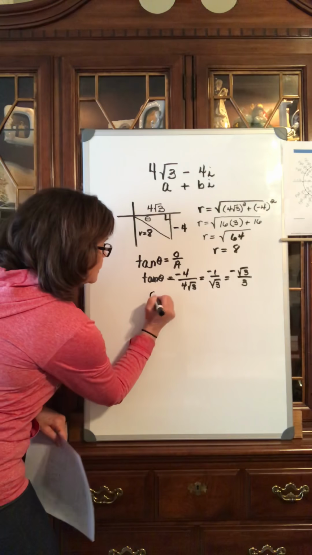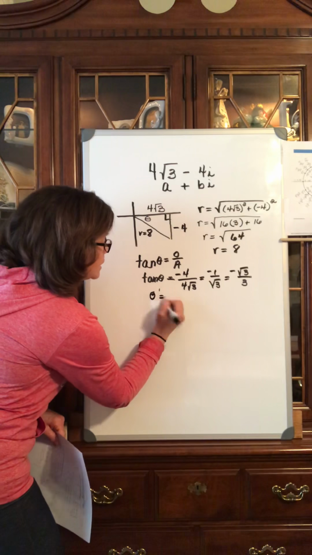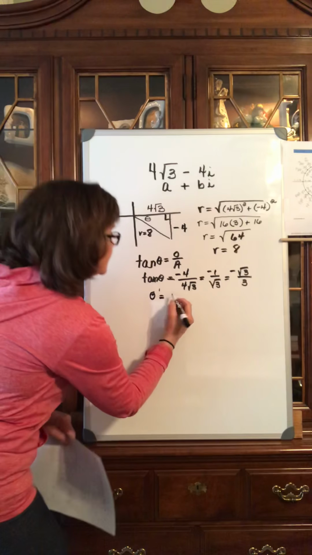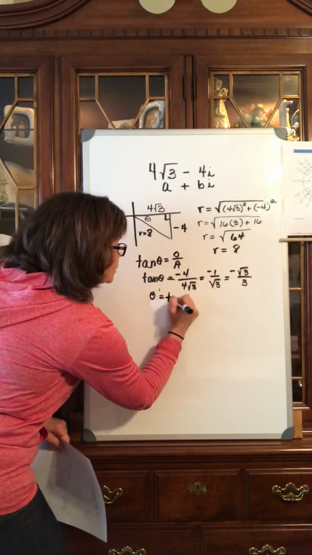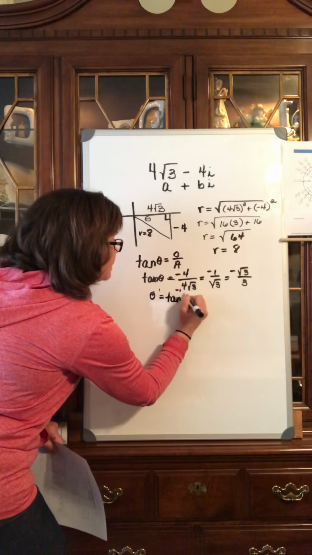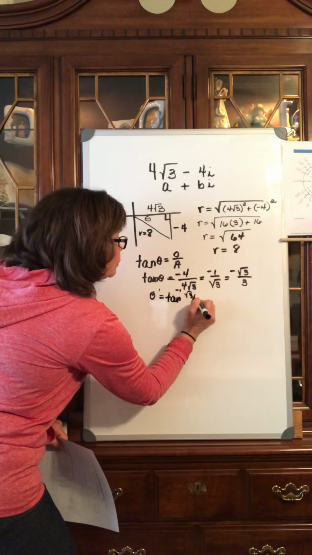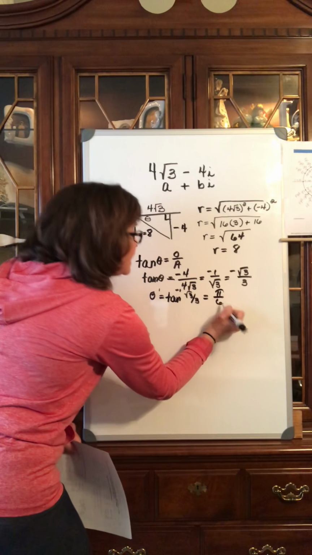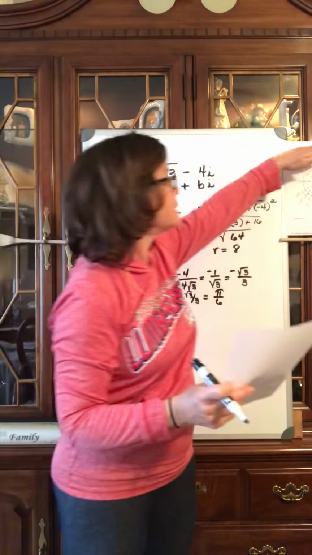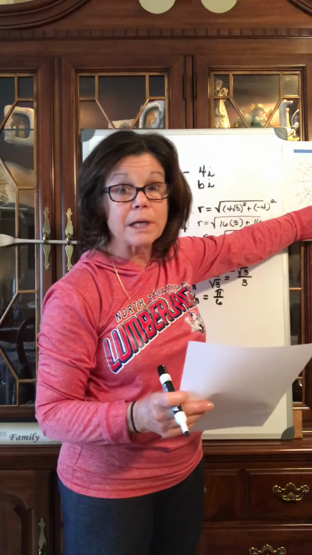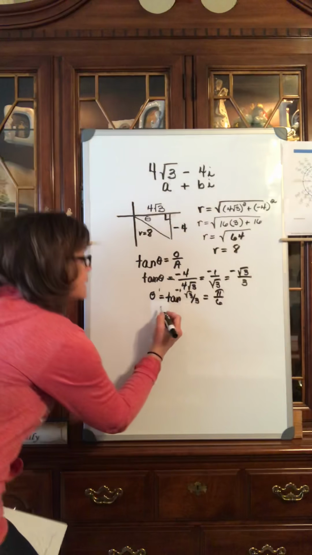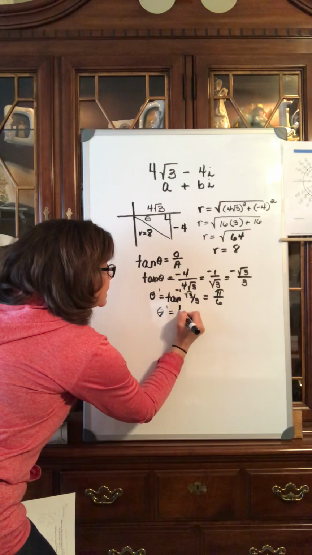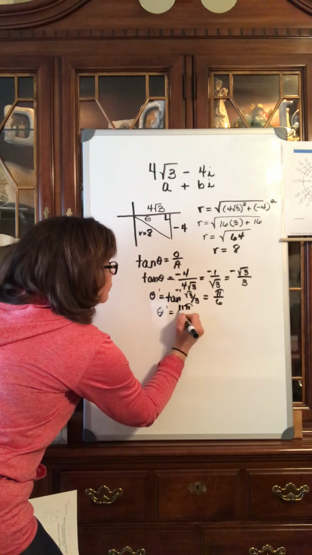My theta prime, where in quadrant 1 is tangent positive radical 3 over 3, inverse tangent of positive radical 3 over 3, my theta prime is pi over 6. And when I take pi over 6 and I reflect it down here into quadrant 4, for this trig form of the complex number, it will be 11 pi over 6 in quadrant 4.